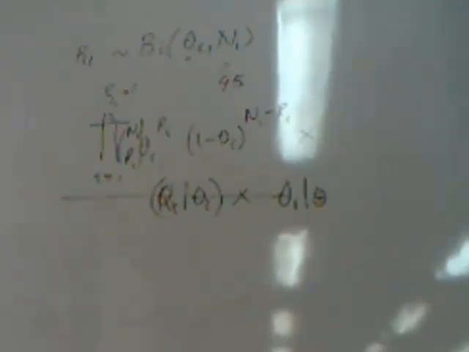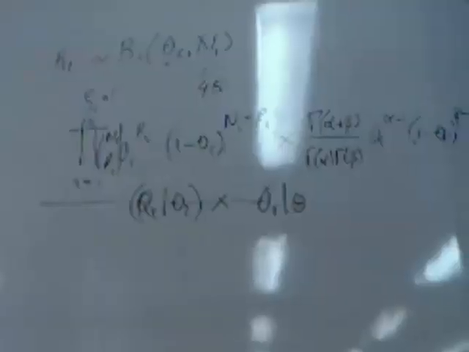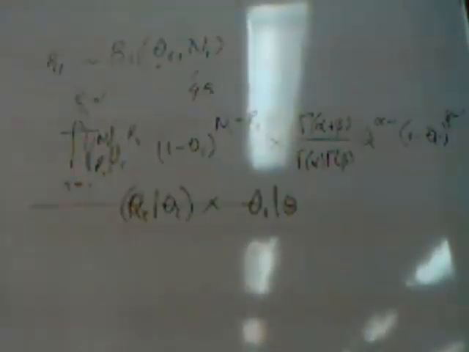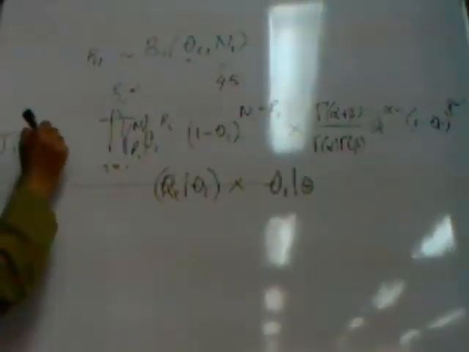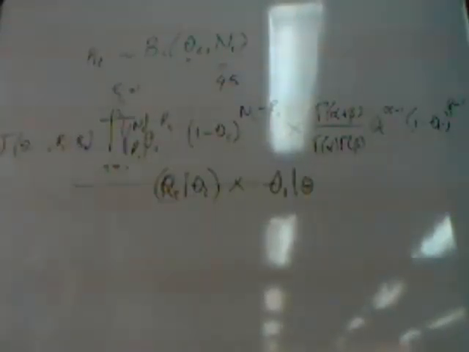Here we just have a common beta density, which is gamma of alpha plus beta over gamma of alpha, gamma of beta, and then we have theta I to the alpha minus 1, 1 minus theta I to the beta minus 1. So this is the joint density of all of the theta i's and all of the data R1 through R12 and theta 1 to theta 12.